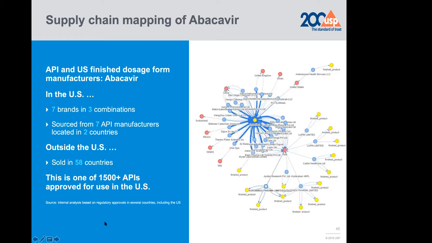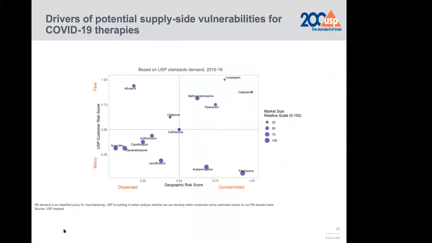So this is one example of one of the more relatively simple analyses that we start to map to be able to then aggregate this across geographies, across medicine classes to develop a true look at the medicine supply chain and its vulnerabilities.